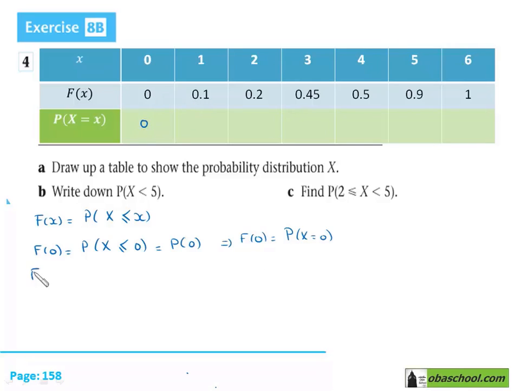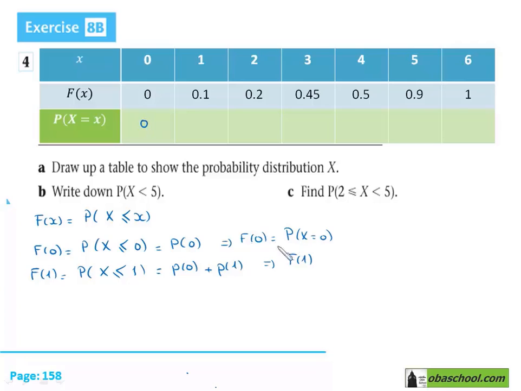Okay, now for F(1). We know that F(1) is the probability for X less than or equal to 1. Look at the values on the table that are less than or equal to 1. We have the 1 and the 0. So it is the probability of 0 plus the probability of 1. Probability of 0 is the same as F(0). So F(1) is F(0) plus P(1).